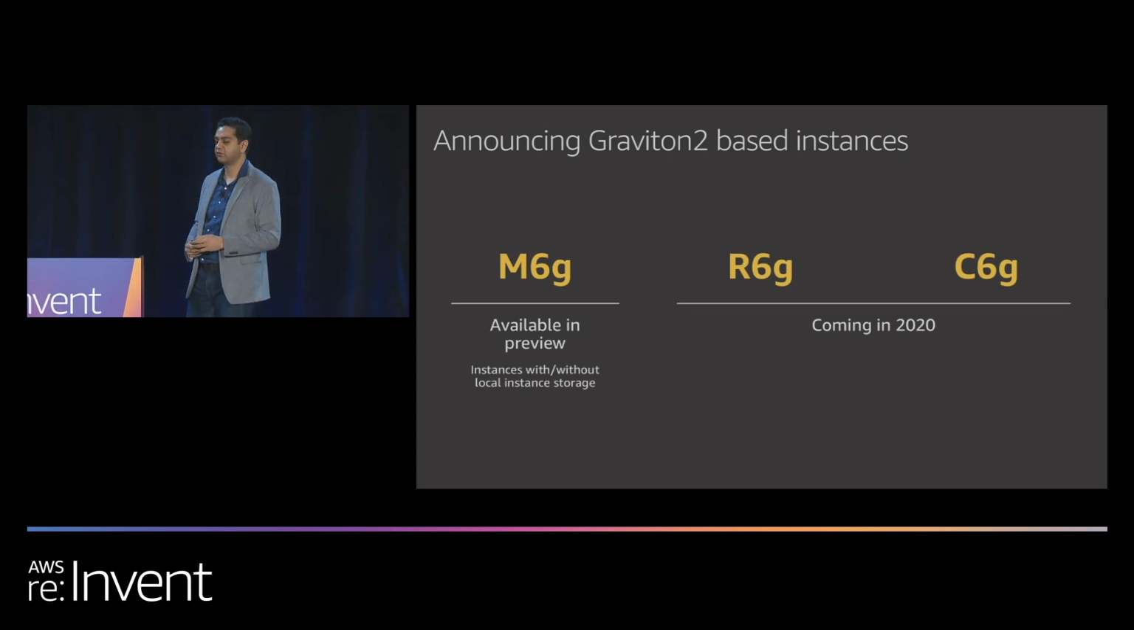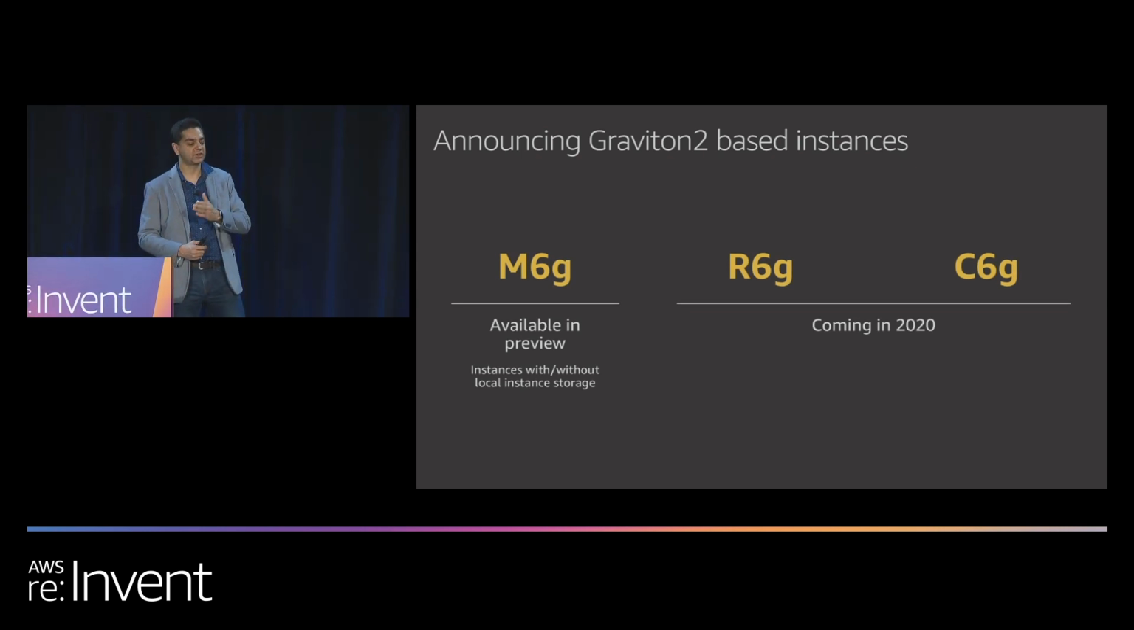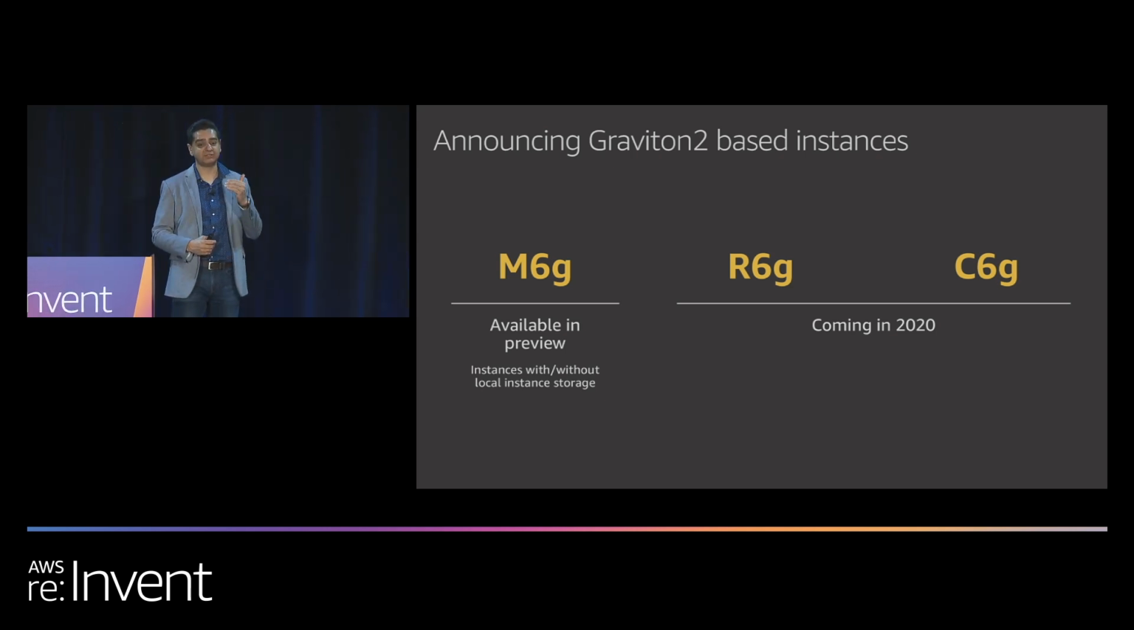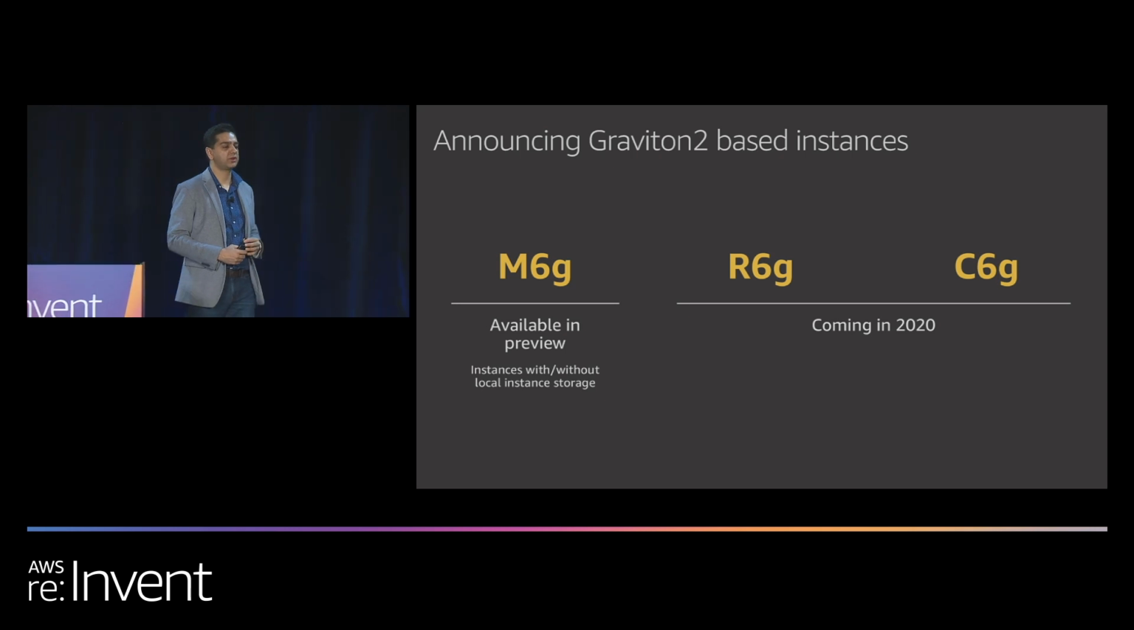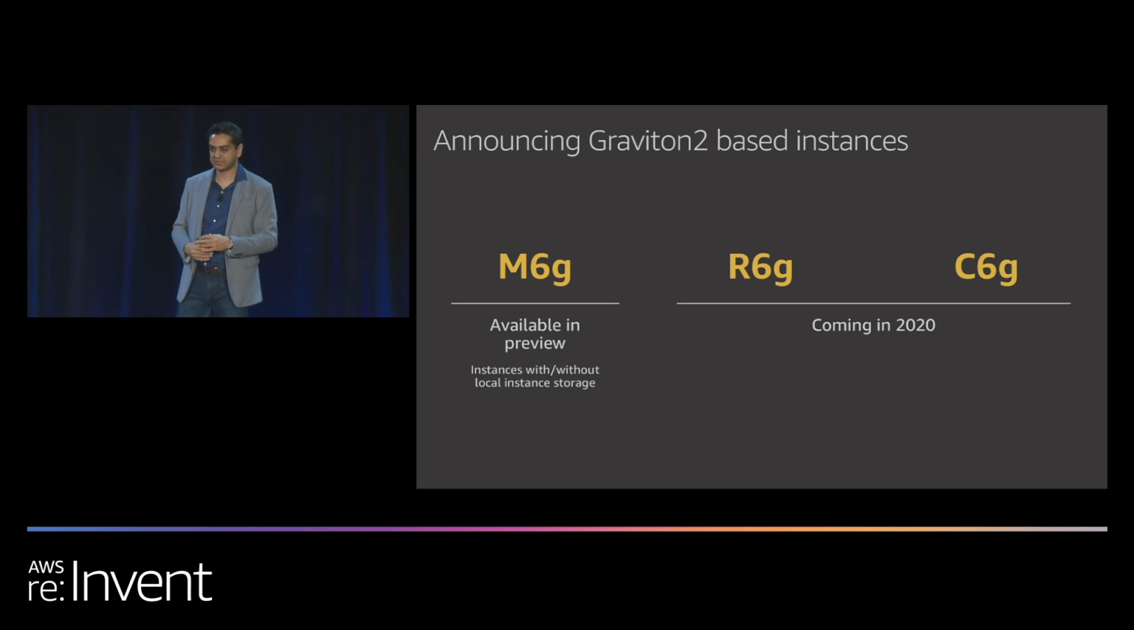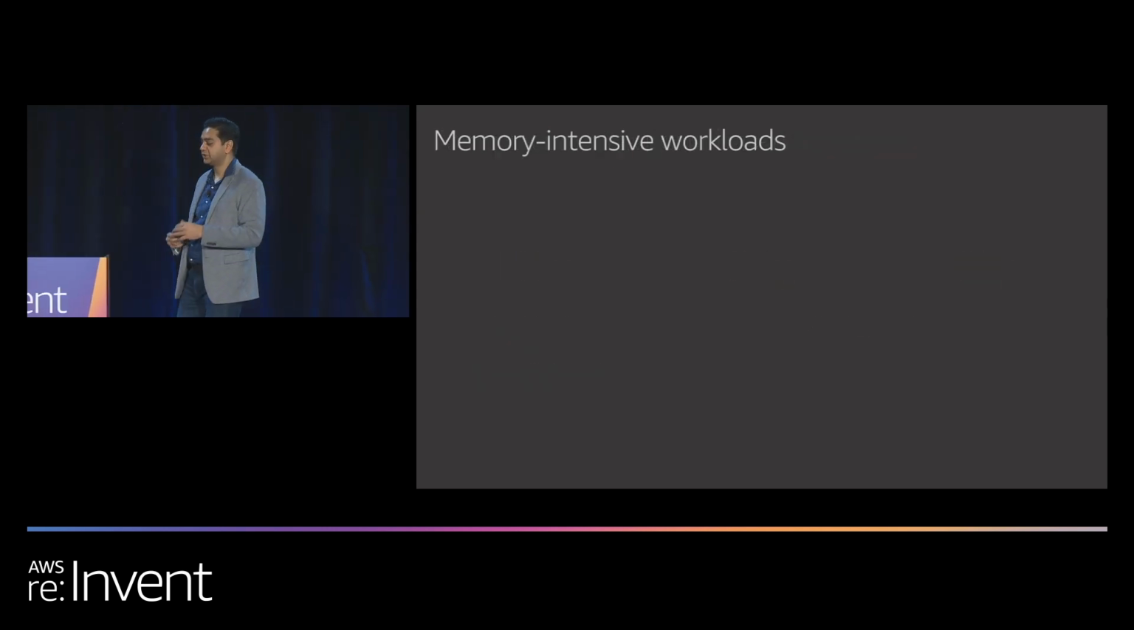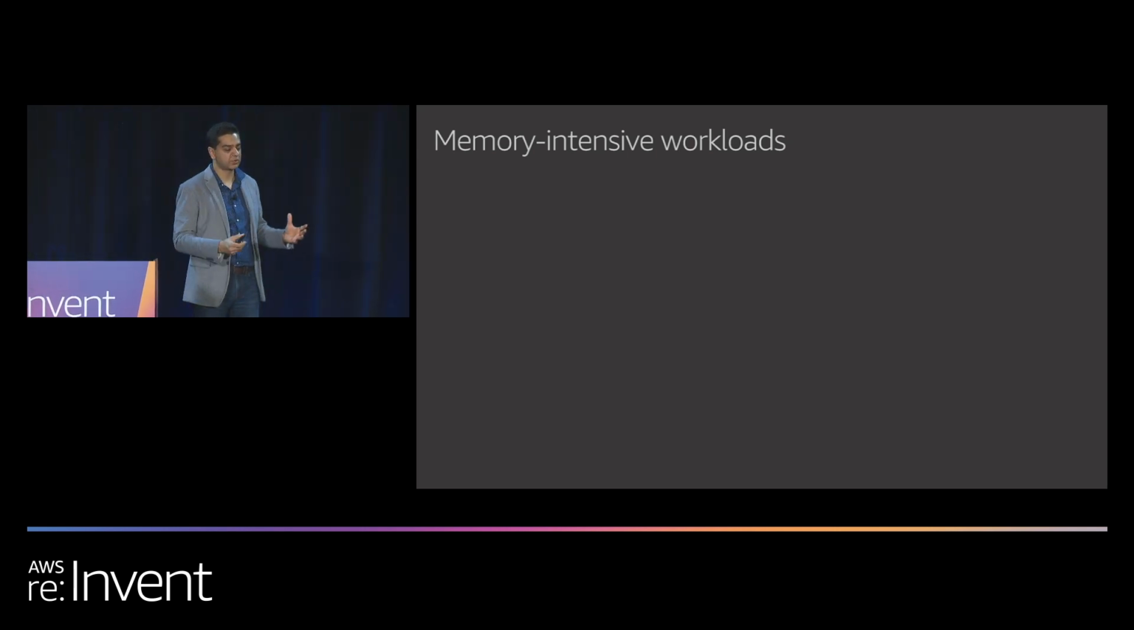And these processors are going to be available in the form of M6G, R6G, and C6G instances. M6G is available in preview today, so you could look for it on our website and request preview access. R6G and C6G are expected to be available in the first half of next year. All right. So that was general purpose instances and general purpose workloads.